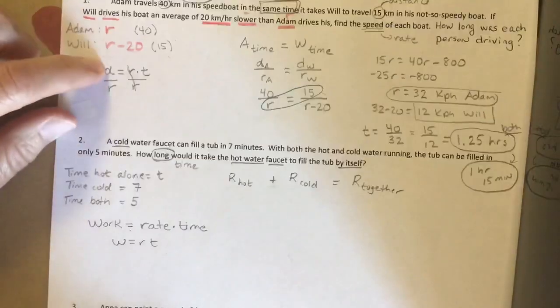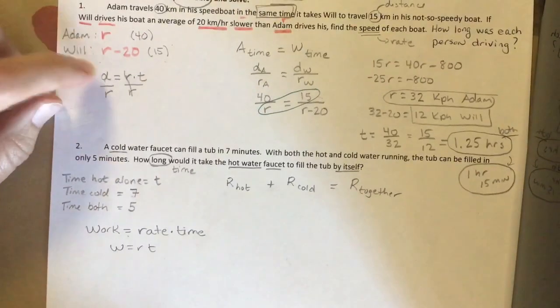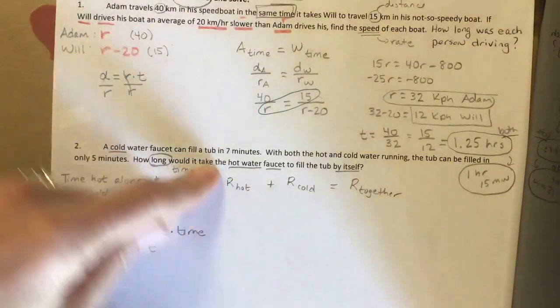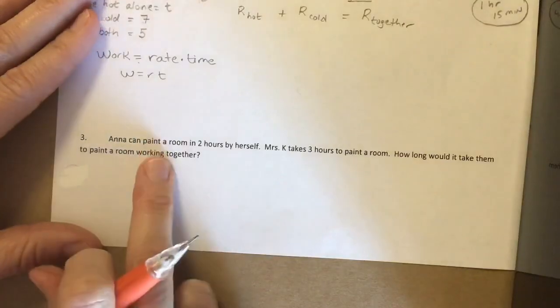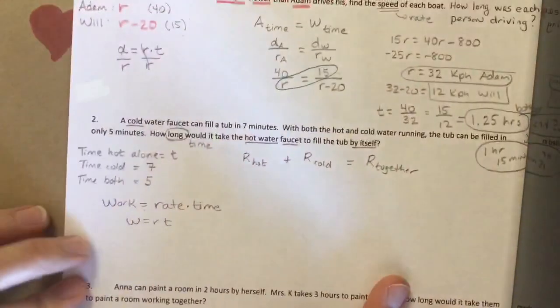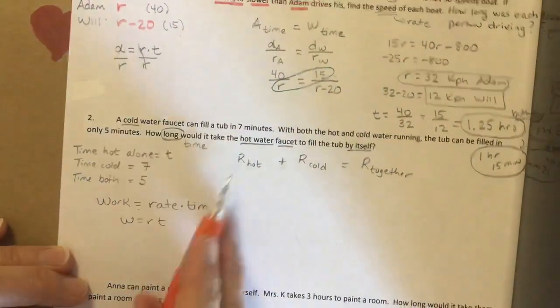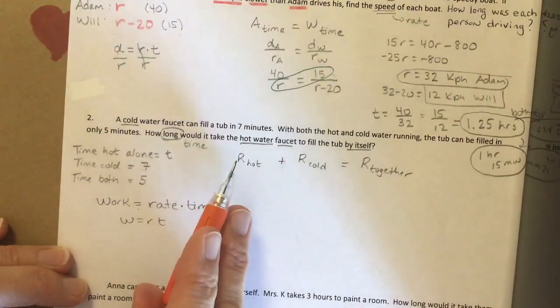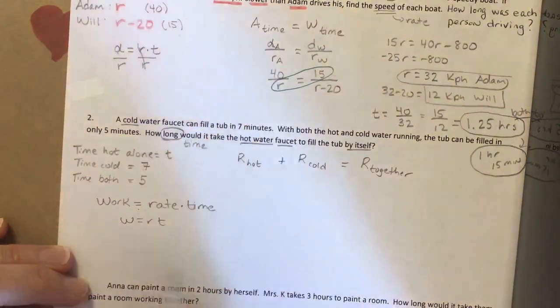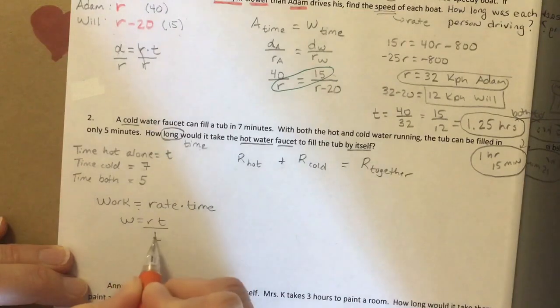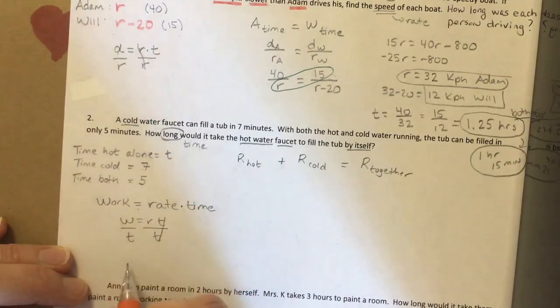Here, the distance was the work. Going a distance is the work. Here, filling a tub is the work. Here, painting a room is going to be the work. Any unit of work. Okay? Now, we're going to take this and solve it for the rate. Here, we solve for the time. So to solve for the rate, I divide by t. So the rate is work over time.